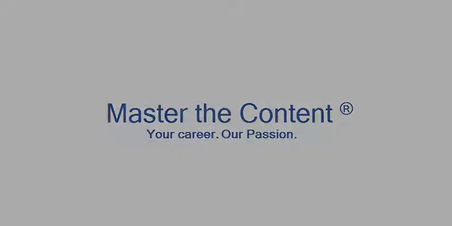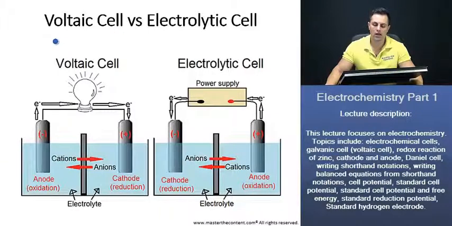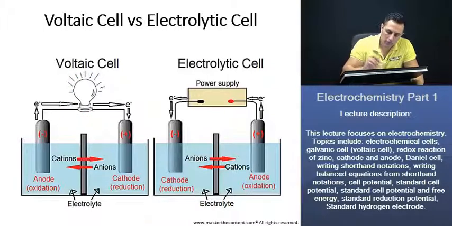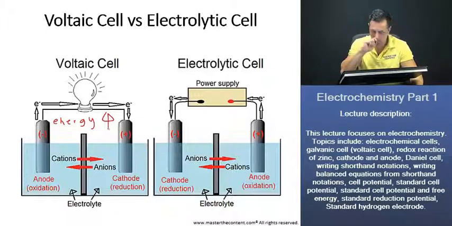Your career, our passion. Now we'll briefly contrast the voltaic cell and the electrolytic cell, and then we'll get into what all of this is very shortly. Firstly, let's talk a little bit about the voltaic cell. As we just said, it's a spontaneous reaction that produces electrical energy, and it does work on its surroundings. For example, here we're lighting this light bulb. Thus, we can say that the energy is headed in that direction.